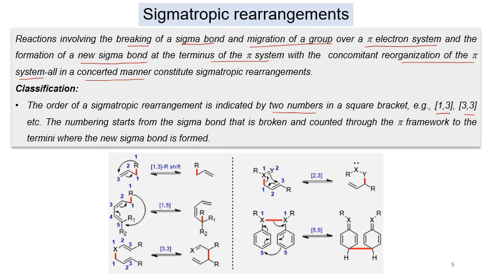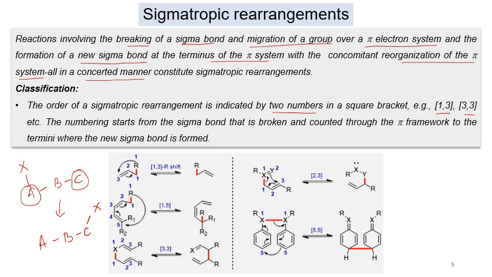In any rearrangement, we know that if there is a system of this kind and we have a migrating group X which goes on to then form this kind of a system, then this is the migration origin and this is the migration terminus. The same thing applies to sigmatropic rearrangements.